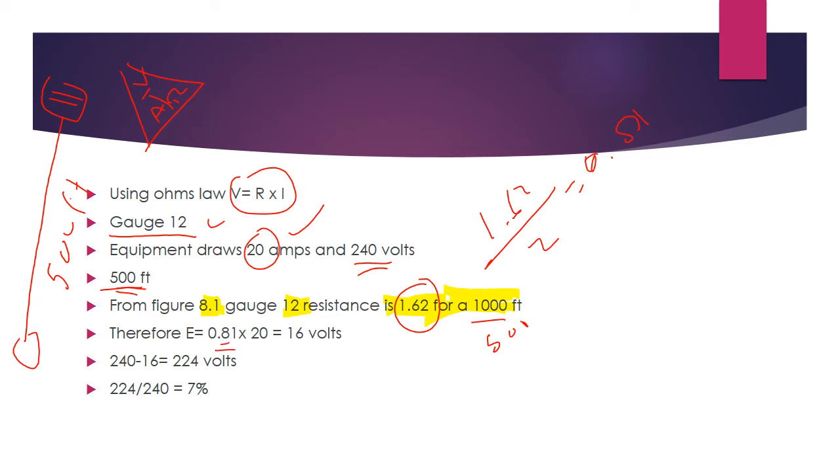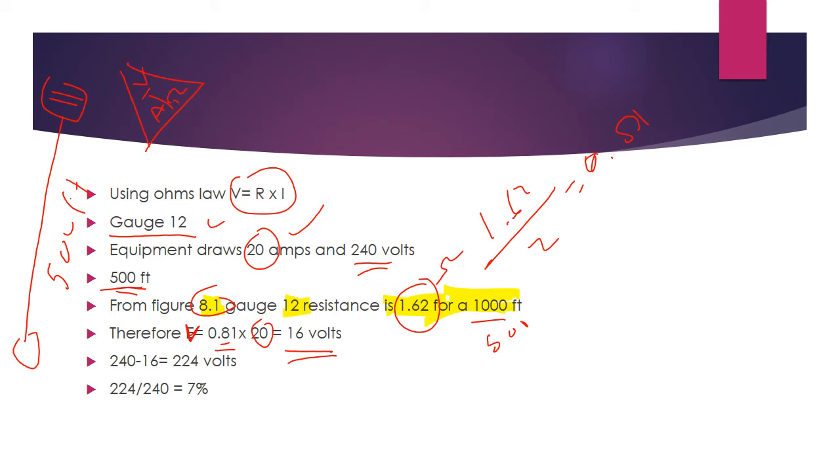So my resistance is 1.62 ohm per 1,000 foot, and you can find that from the table in the book, figure 8.1. You multiply that by the amperage draw from this equation here. This is again voltage, and you'll get 16 volts. So this is my voltage drop of 500 feet along the line.